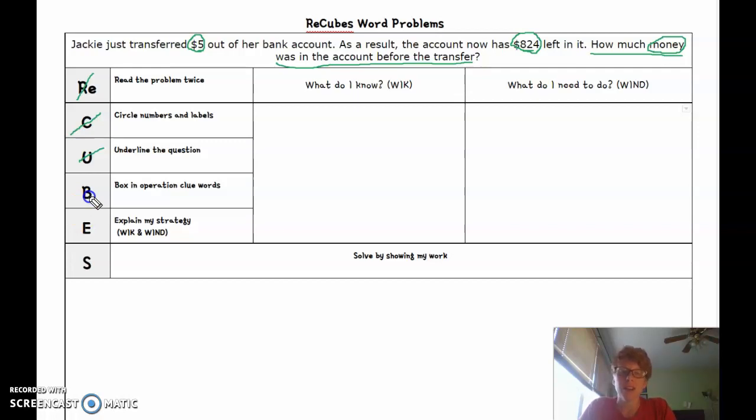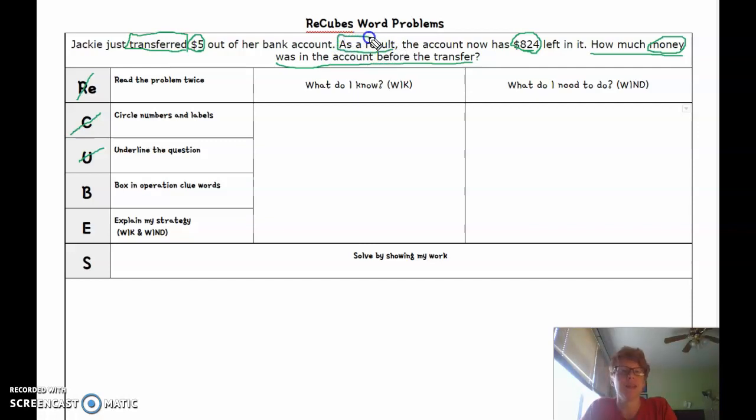So now we box in operation clue words. We need to figure out if we're adding or subtracting in this word problem. What clue words do you see? I see the word transferred. Please put a box around this word. I see as a result.